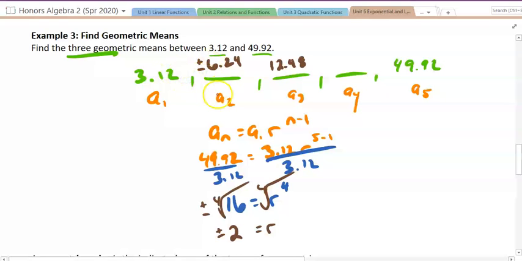And so if I do the negative, the a sub 2 would be a negative, but then when I multiply it again, I'll come back to positive. So this a sub 3 term must be positive. I can multiply it by 2 again, and we're going to get 24.96, but that could be positive or negative. And so my 3 geometric means would be positive or negative 6.24, 12.48, and positive or negative 24.96. And so that's where we're at there.